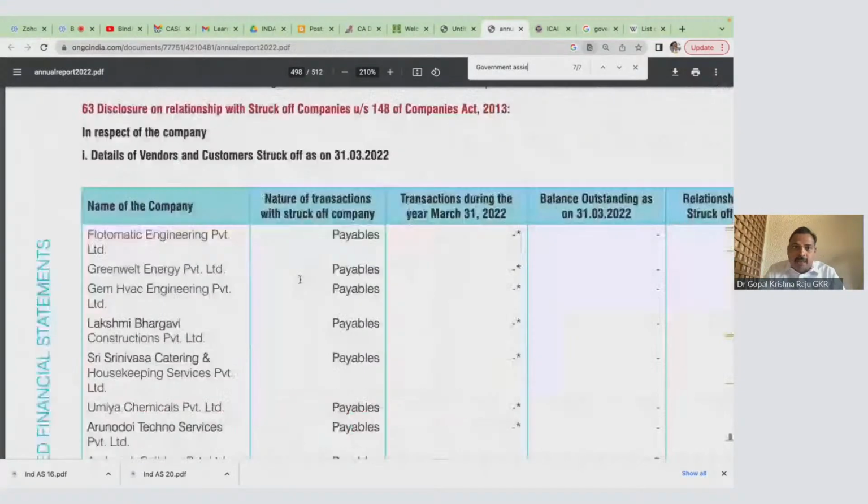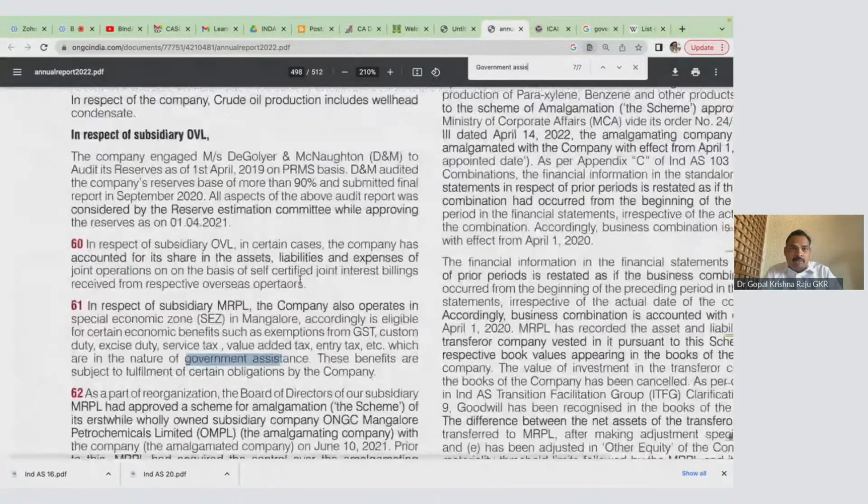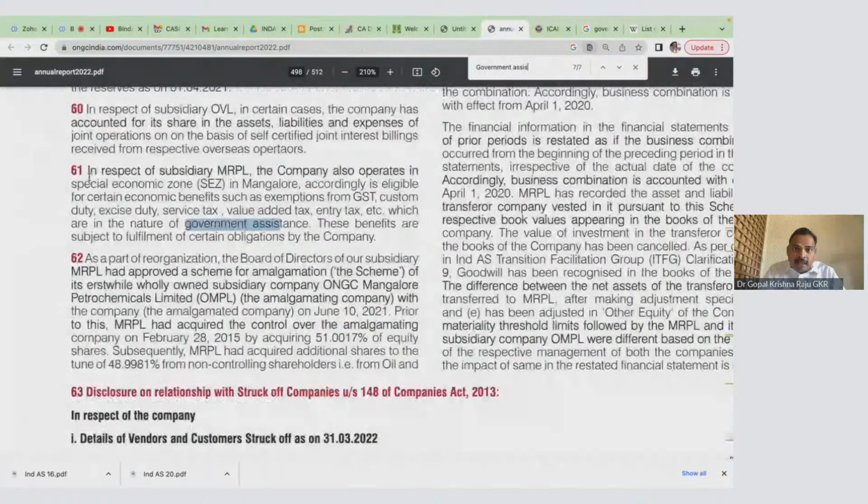This is on page number 496. Look at this, in respect of subsidiary MRPL. Look at the same, they are connecting. So ONGC is not getting any government assistance, but both of them are getting government grant. I'll come to the government grant a little later. Company also operates in SEZ, etc. Same paragraph, both in ONGC and MRPL.